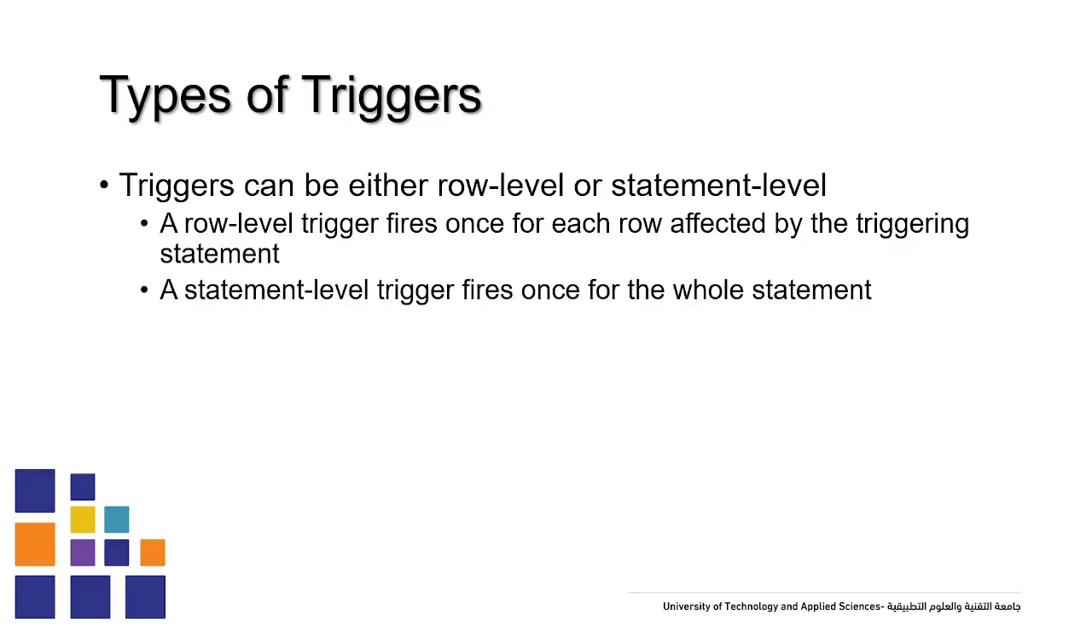A row level trigger fires once for each row, which is row by row, affected by the triggering statement, and a statement level trigger fires once for the whole statement.